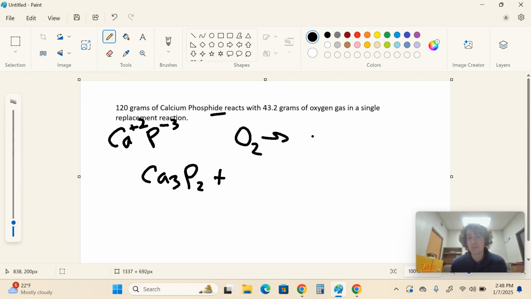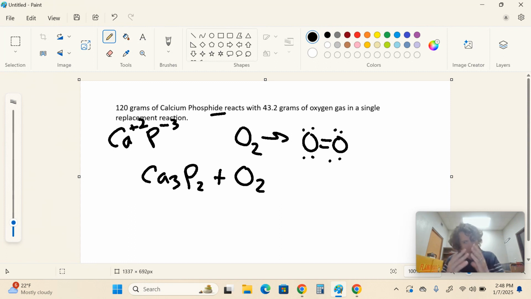Okay, this is the same thing as an oxygen molecule double bonded to itself. Remember Lewis structures. This would be oxygen gas, O2. Oxygen is one of the 7 elements that, when they're by themselves, will be what's called diatomic, which just means 2 atoms bonded together.